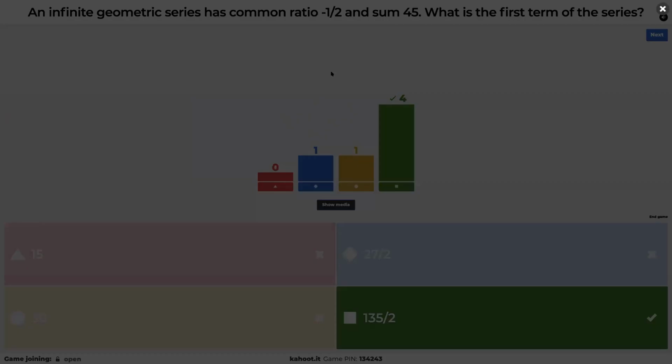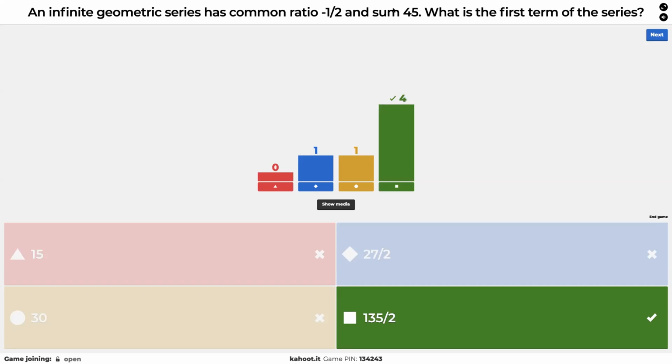Okay, so we can use the infinite geometric sequence formula here. A over 1 minus r equals 45. And then, since the common ratio is -1/2, we can plug that in. So that's a over 3/2 equals 45. And that gives us the answer of 135 over 2.